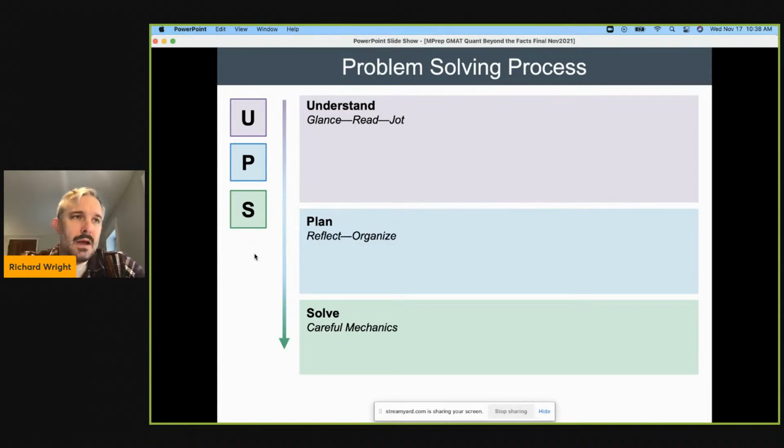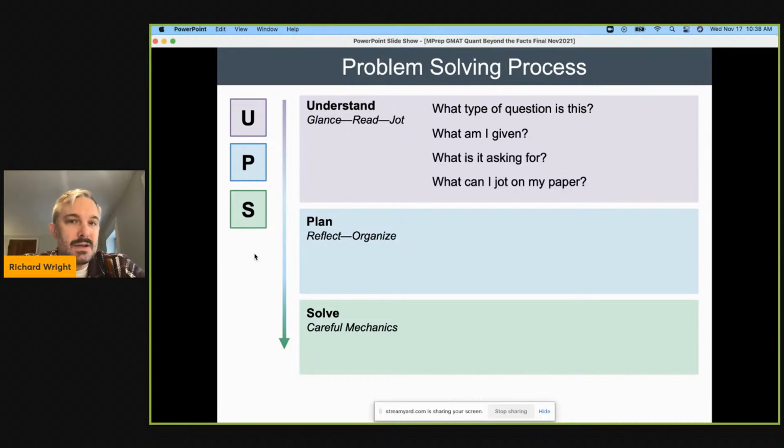Okay, cool. So let's walk through what each of these steps means in a little bit more detail. So when I say understand, what I mean is some high-level questions that you want to ask yourself. What kind of a question is this? What kind of information am I given? What is it asking me to solve? What are some quick notes that I might be able to jot down on my paper?